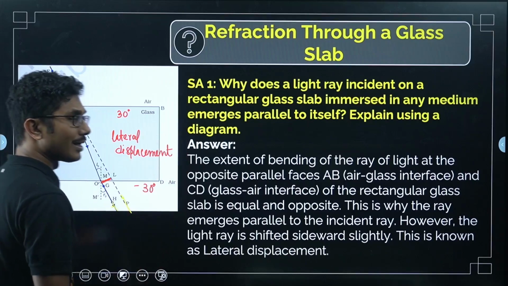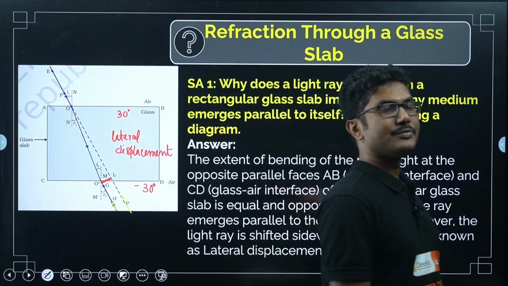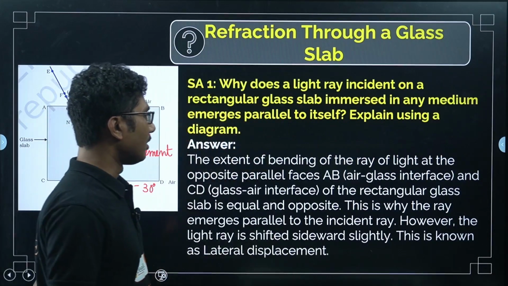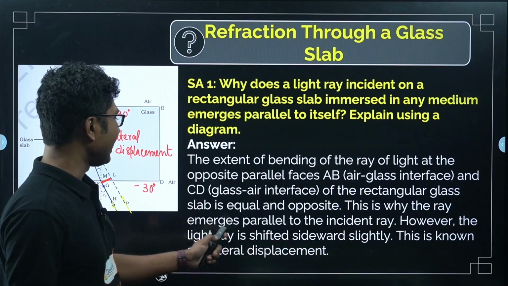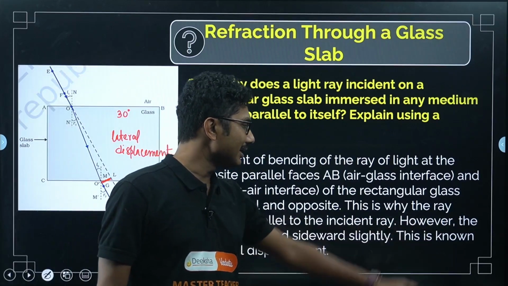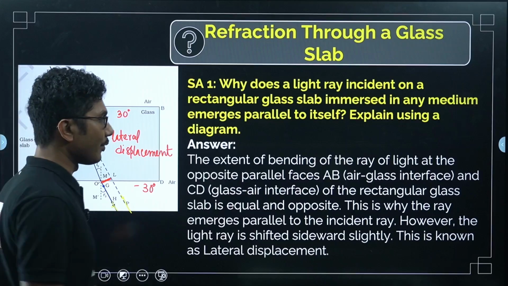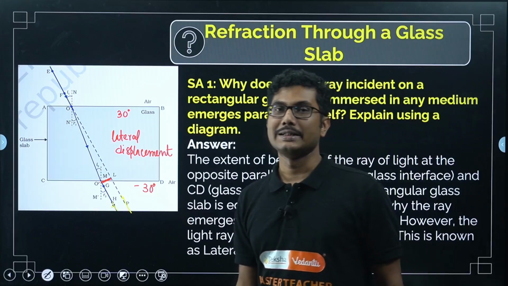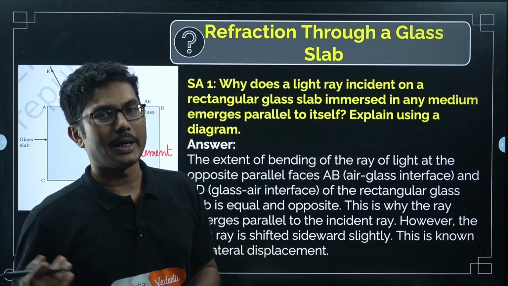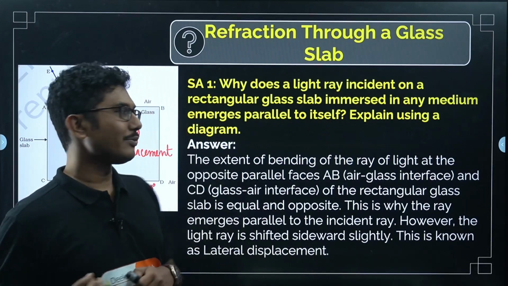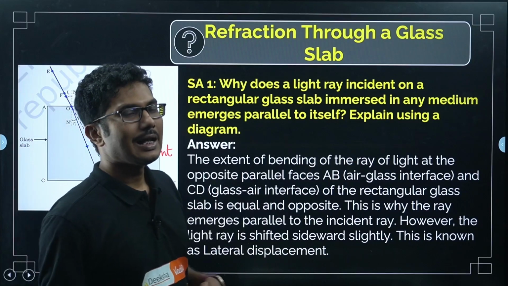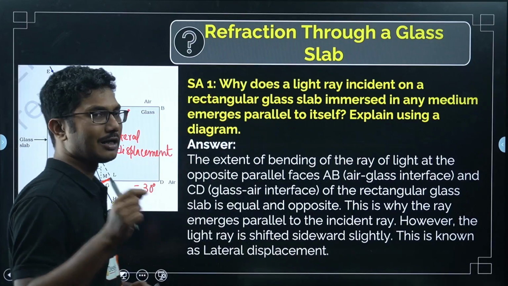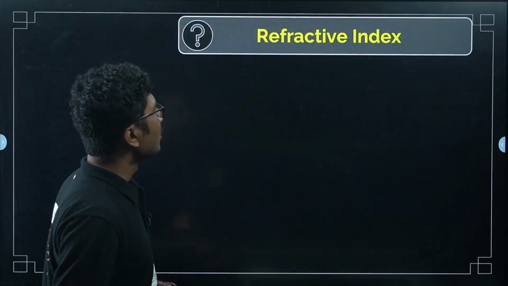Sometimes they will ask you what is lateral displacement, or sometimes they will ask you to mark the lateral displacement. So the light ray is shifted sidewards slightly, and this is known as lateral displacement. So when a light ray emerges out of a glass slab, the emerging ray is parallel to the incident ray, but it is shifted sideways. That shift is known as lateral displacement. This is the definition that you have to write if they ask you what is lateral displacement. Now let's move on to another question.